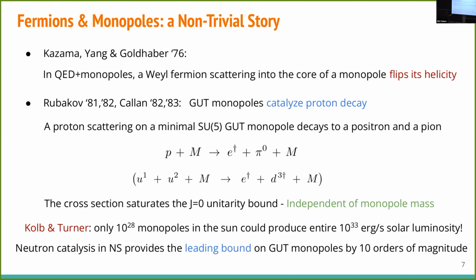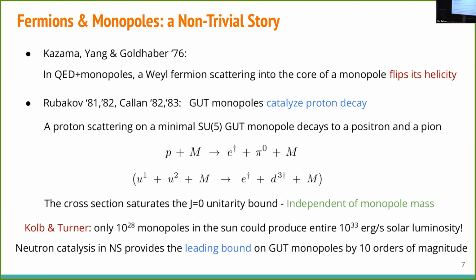A U1 and a U2 falling into a monopole have to emerge as a positron and a D3 dagger and a monopole. So this was analyzed by just solving the field theory, the effective field theory around the core of the monopole. But there are still non-intuitive questions about this process and other processes, which are called the monopole catalysis paradox, which I'll explain below. And we managed to prove that this has to happen at the lowest partial wave for fermion monopole scattering just by virtue of angular momentum selection rules.